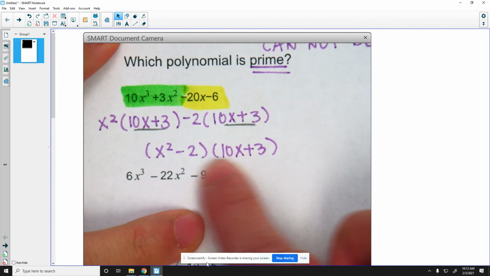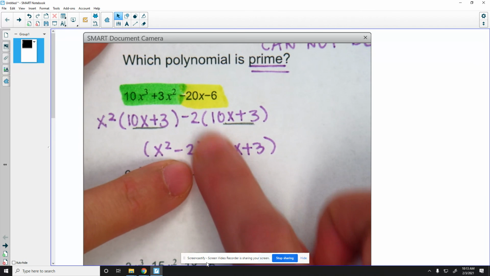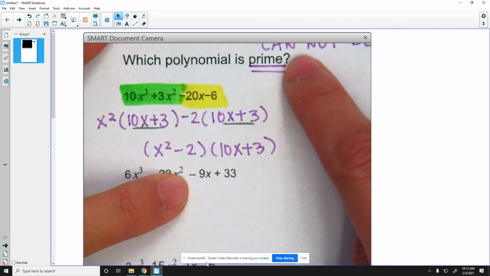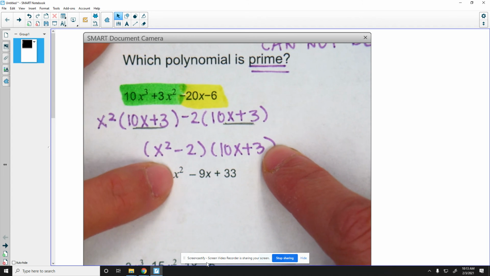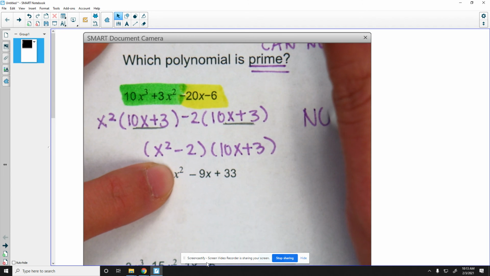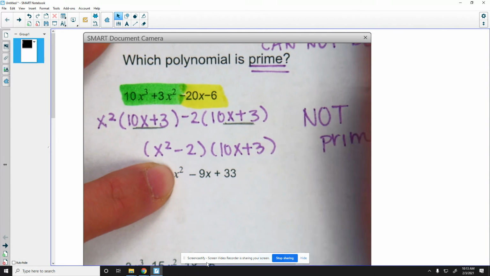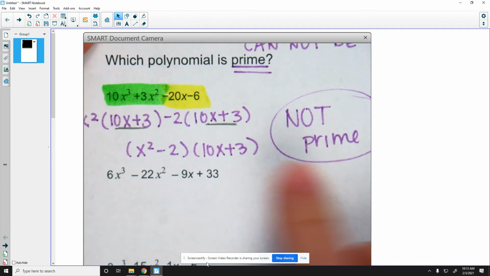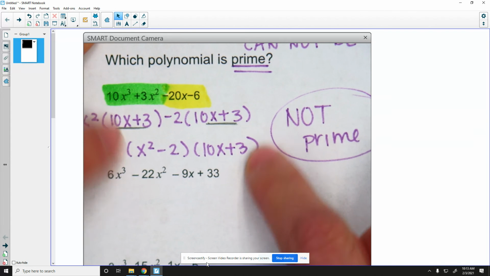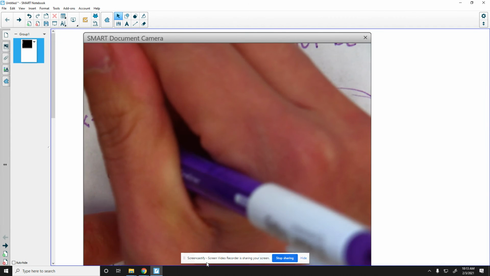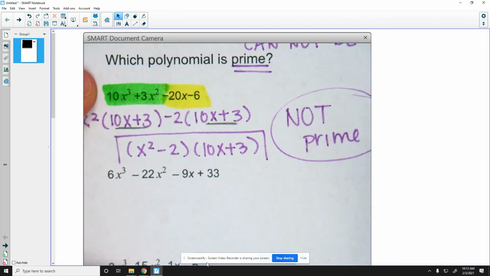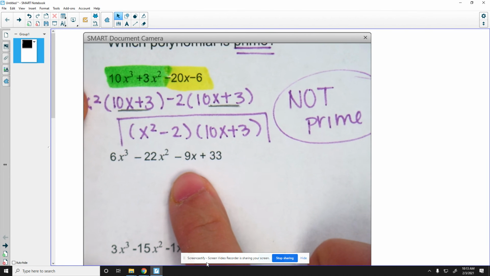Okay, so this is my answer if I wanted to factor it. So if I got from here to here, is it prime? No, because I just factored it. This was factorable, so now I would say not prime. Does that make sense? If it can be factored, if you were able to go through the steps and get an answer, then it is not prime. It is composite.